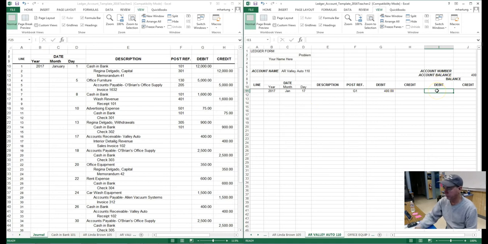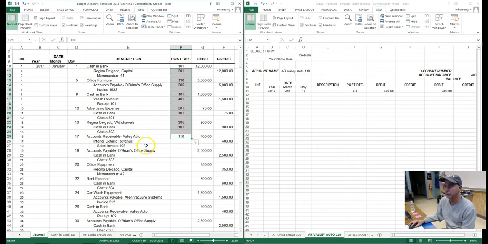And so we update that balance. $400 is now owed to us from Valley Auto. And that's account 110. And so by doing these post references, it shows the account that we posted to. It also keeps us up to date so that we know exactly where we are, which will be very nice. So if you come back tomorrow and you're working on this, you know exactly where to go. All of these have been posted. That means I am on this one right here.